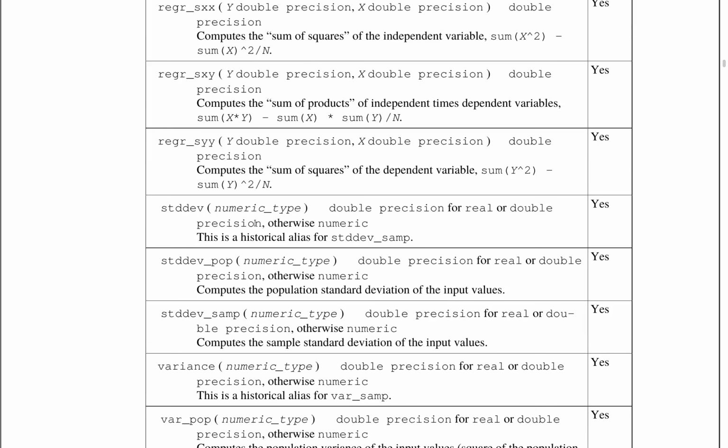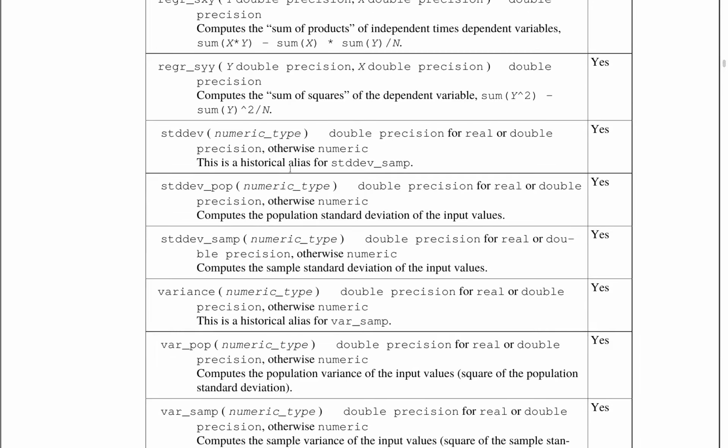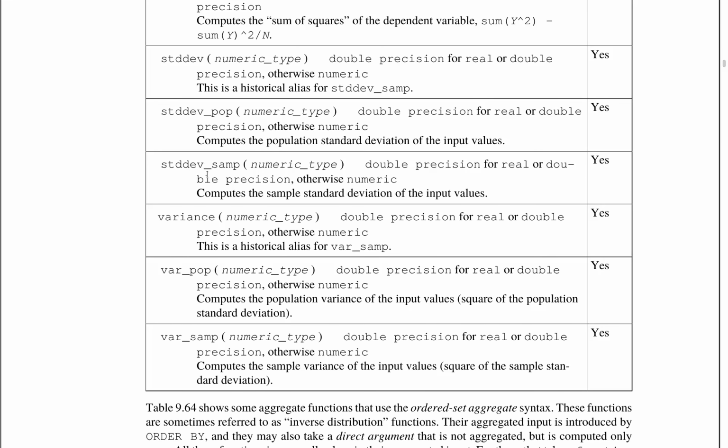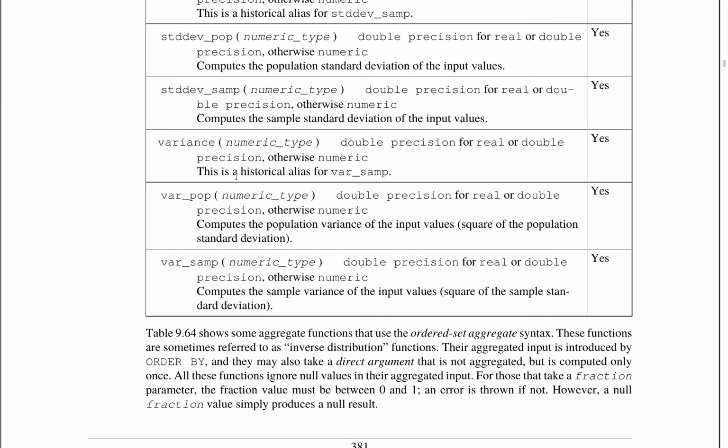Then we have regr_syy, which computes the sum of squares of the dependent variable, sum of y squared minus sum of y, squared, divided by n. Then we have stddev, which takes a numeric type and returns double precision for real or double precision input, otherwise numeric. It is an alias for stddev_samp. Then we have stddev_pop. It takes a numeric type and the return types are similar to stddev. It computes the population standard deviation of the input values. Then we have stddev_samp, which we have already looked at in stddev.